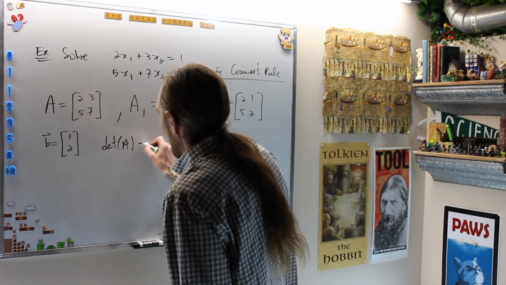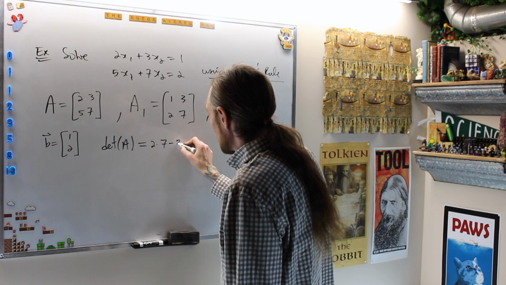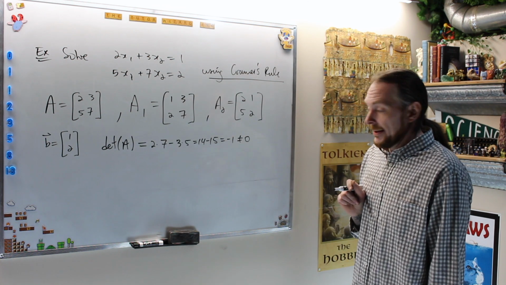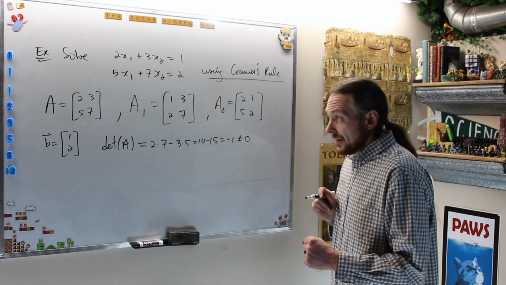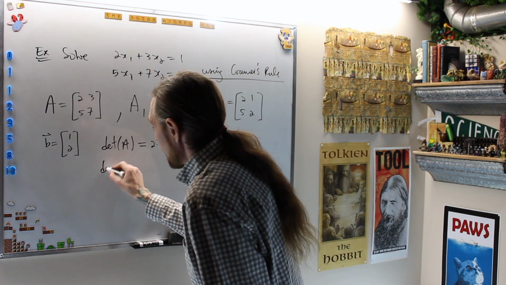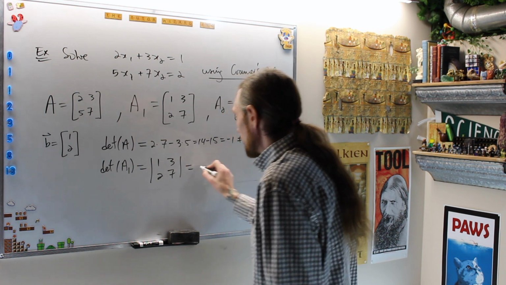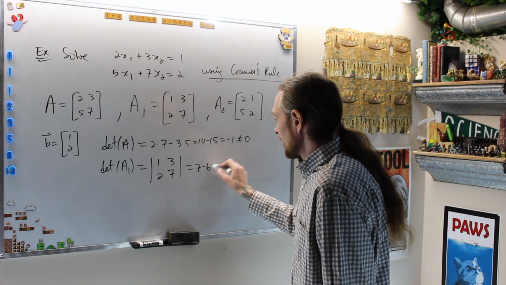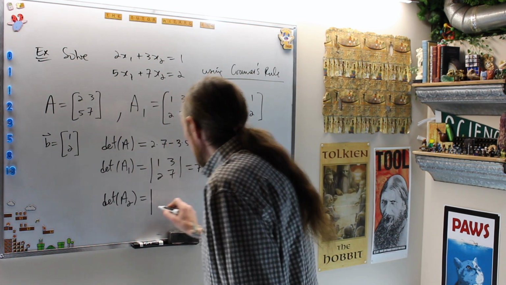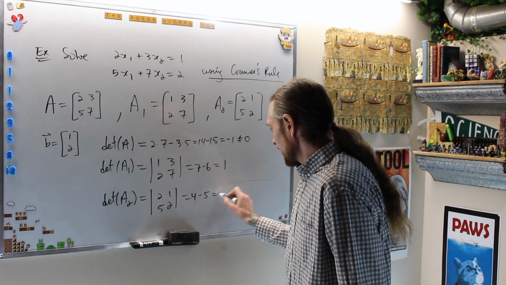The determinant of A, I should always check first even before I construct those. But the determinant of A we already did is 2 times 7 minus 3 times 5, which is 14 minus 15, which is negative 1, which is not 0. Therefore, Cramer's rule applies, and we can make these ratios of the determinant of A1 over the determinant of A, and the determinant of A2 over the determinant of A. The determinant of A1 is equal to the determinant of 1, 3, 2, 7, which is 7 minus 6, which is 1. And the determinant of A2 is equal to the determinant of 2, 1, 5, 2, which is 4 minus 5, which is negative 1.